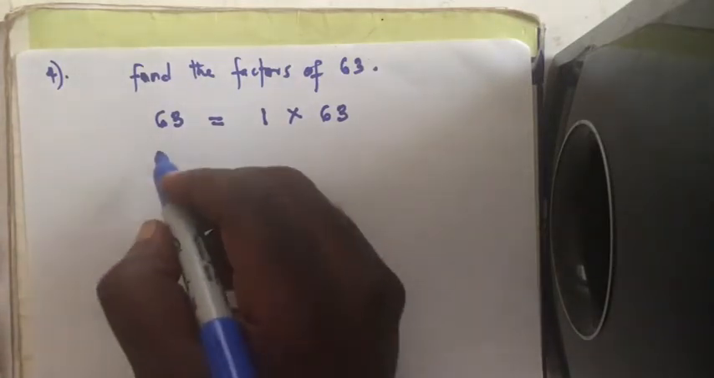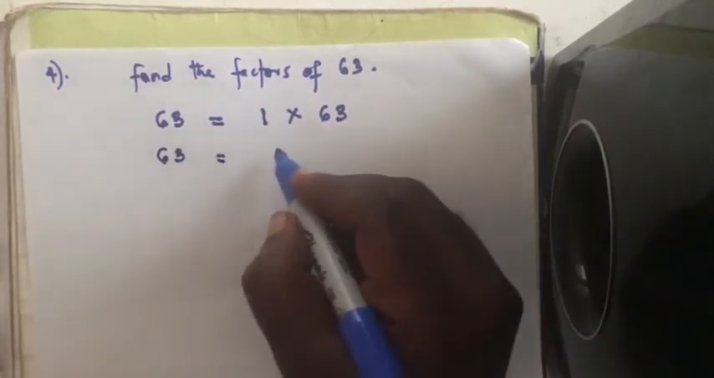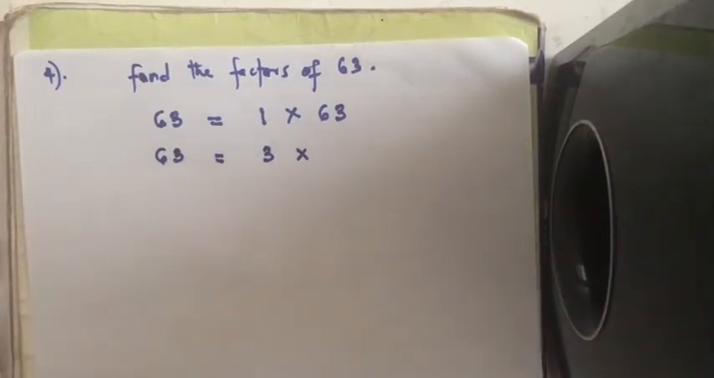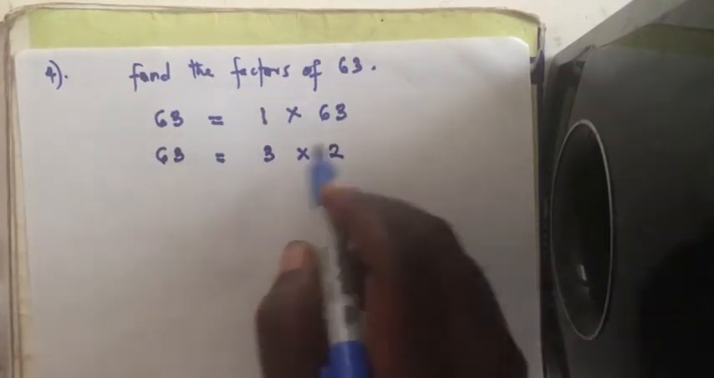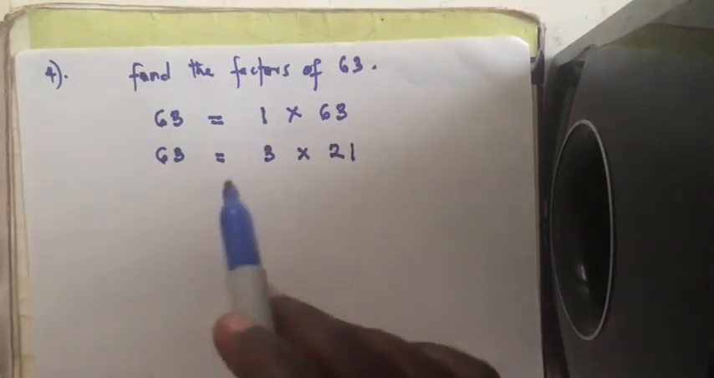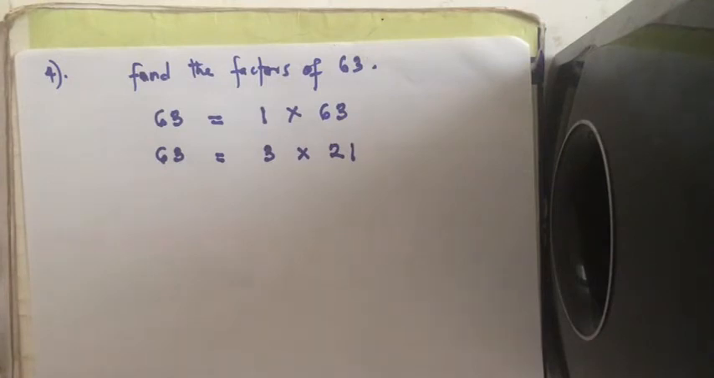Of course, we can now write 63 equals 3 times what will give me 63? We can say 63 divided by 3. 6 divided by 3 is 2. 3 divided by 3 is 1. So that means 3 times 21 will give us 63. Now, after 3, what is the next digit? It is 4. 4 is not a factor of 63.